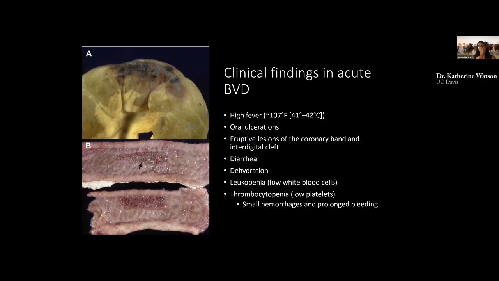We talked about neutrophils earlier. Those are our early immune system, and then lymphocytes are our later immune system. They're part of our white blood cells, and it causes necrosis of those tissues within the intestine. So those are some of the things that you might see with BVD.